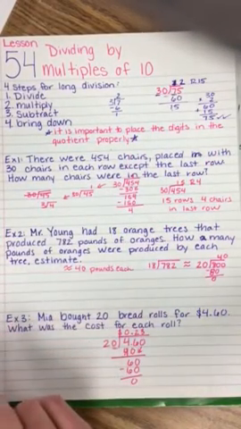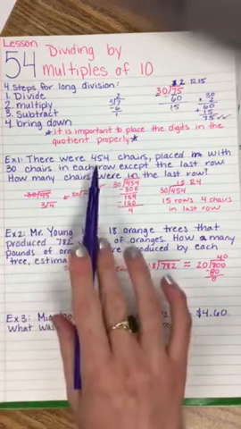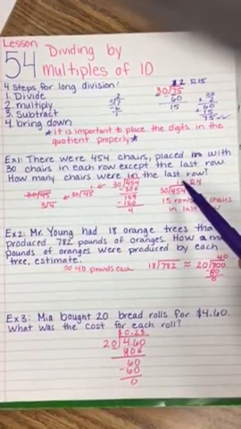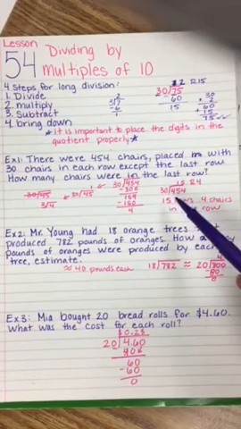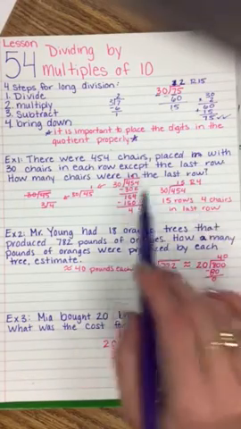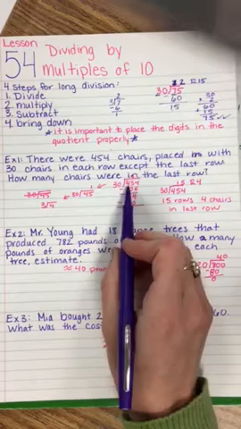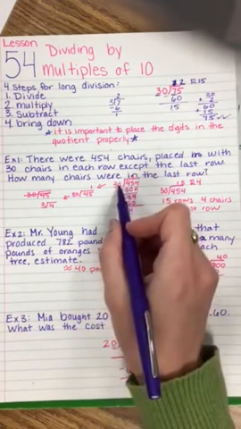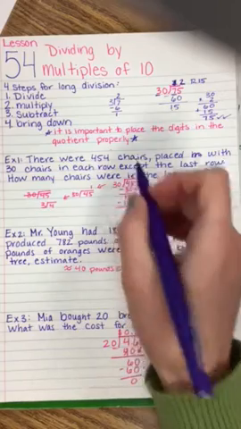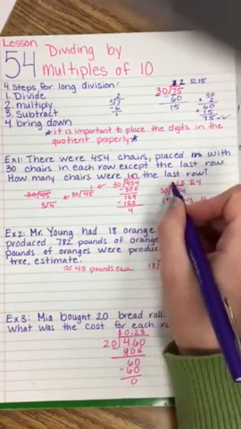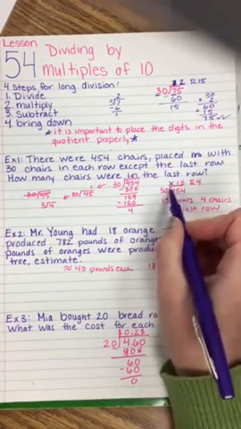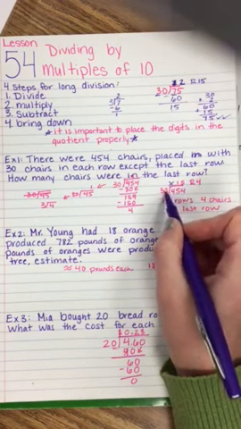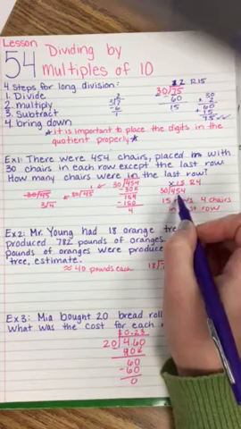Example 1. There were 454 chairs placed with 30 chairs in each row except the last row. How many chairs were in the last row? So you're going to do 454 divided by 30. Okay, so 30 can't go into 4 at all. So we know that there's not going to be anything in the tens place. But in the ones place, 30 can go into 45 one time.